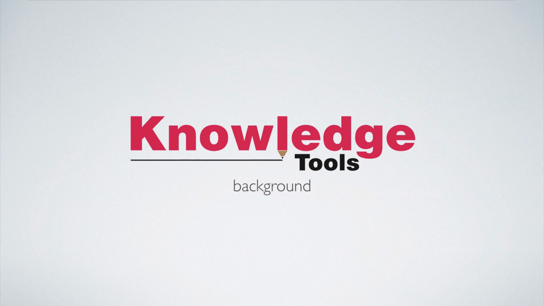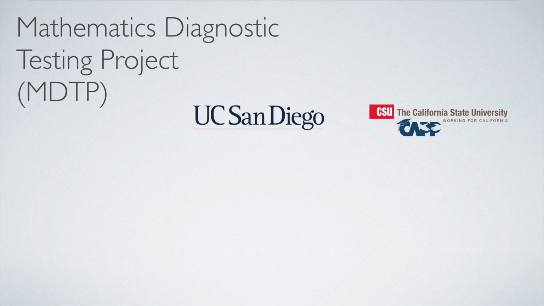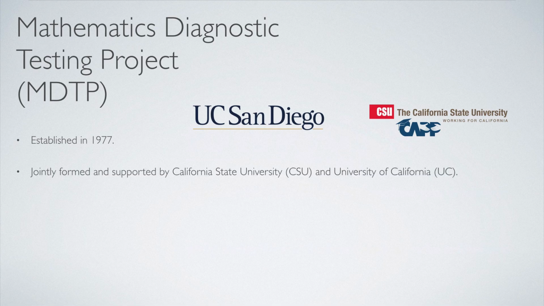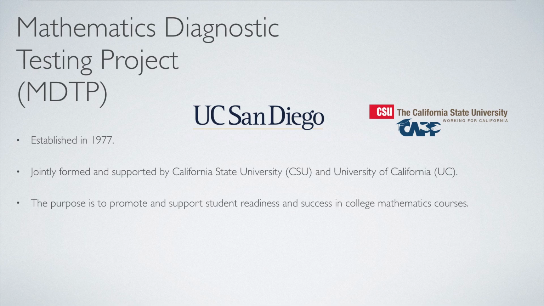So a little bit of background on Knowledge Tools. The Math Diagnostic Testing Project was first established in California in 1977. It became part of the state legislature in 1984. It's jointly formed by the California State University System and the University of California. The purpose, the reason they started this whole gig, was to promote and support student readiness and success in college mathematics courses.